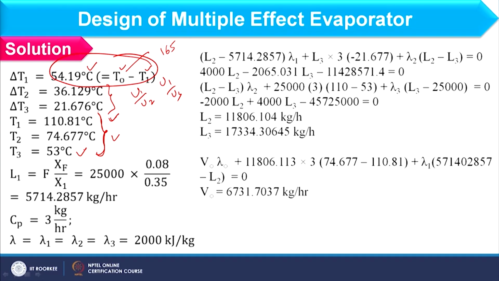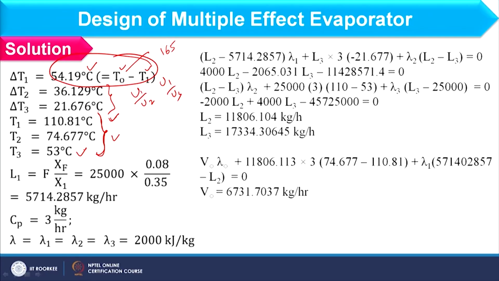Now, once I know the unknown temperatures of the effects, that is T1, T2 and T3, we should find out the flow rates L1, L2 and L3, and so the V naught. So, let us see how to find it. If you focus on this example, this is basically the backward sequence, and when we consider the product flow rate, the product in this case is L1.